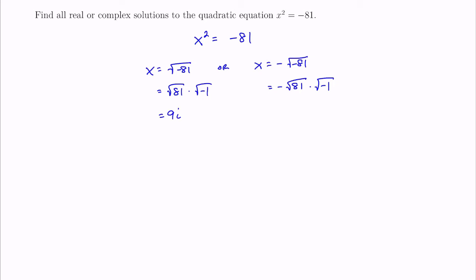To finish simplifying this, we're going to keep the negative in front. The square root of 81 is 9, and the square root of negative 1 is i, giving us a second solution of negative 9i. Again, because we have just solved an equation, we will go ahead and write this in the formal solution set notation, where the solution set is 9i, comma, negative 9i.